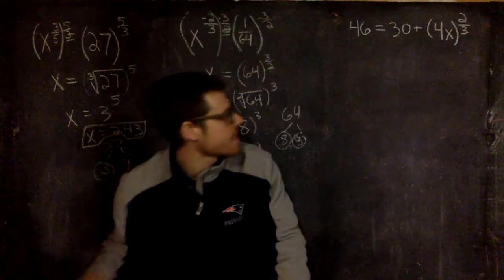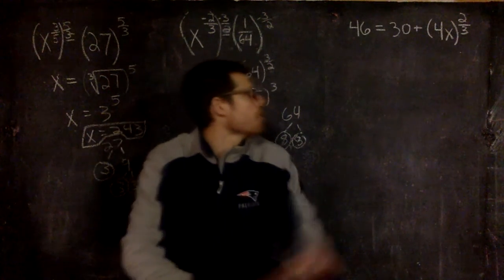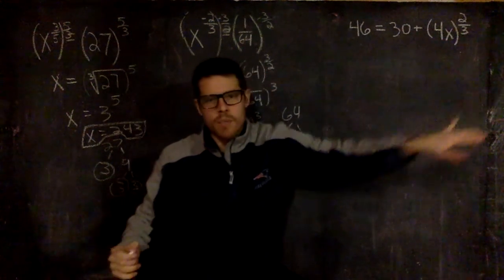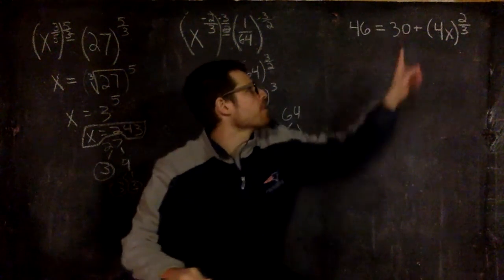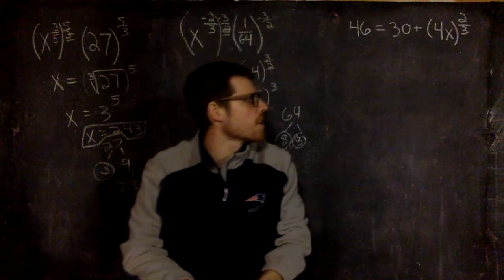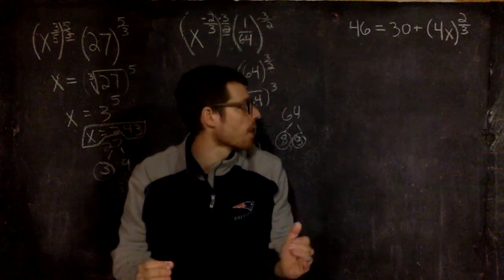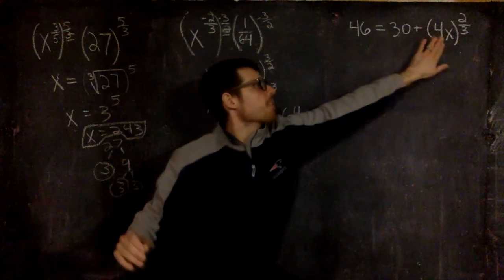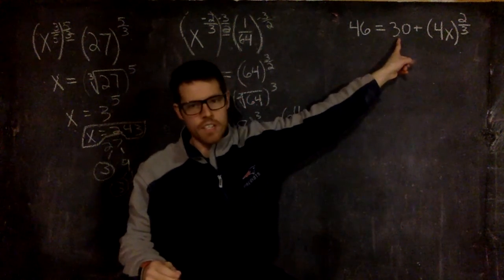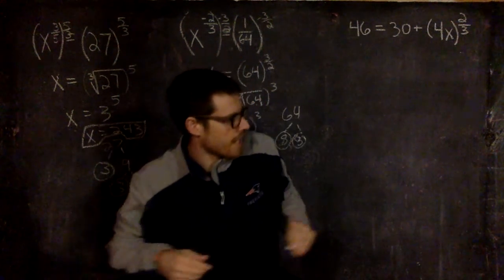On all the other examples that we did, you had the x by itself already. Here we don't have that. We have two terms on this side of the equation. And I don't want two terms. I want a single monomial term sitting over here when I'm going to solve. So let's get rid of this 30 first before I try to figure out what x is.